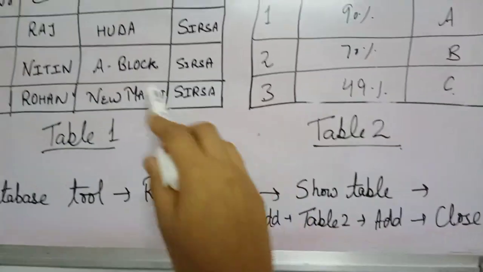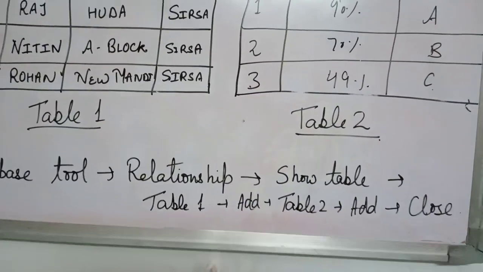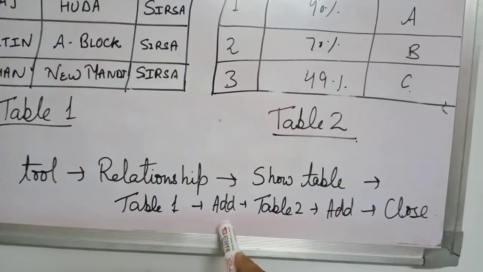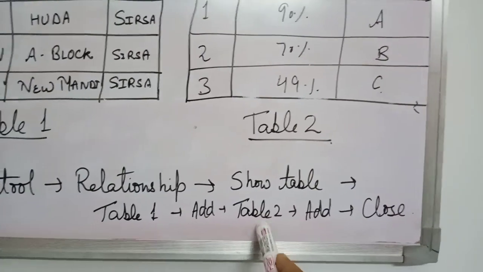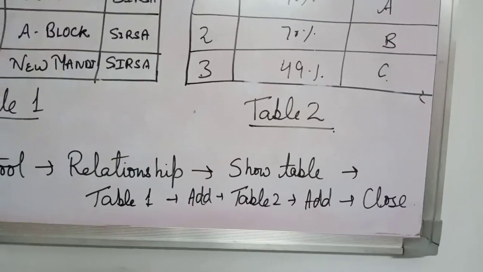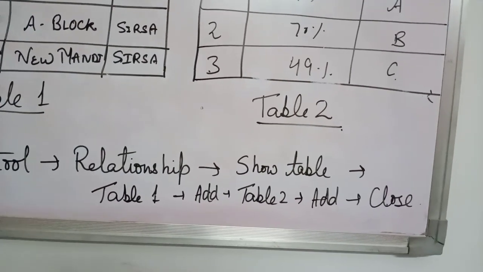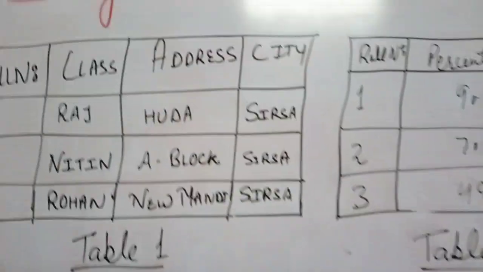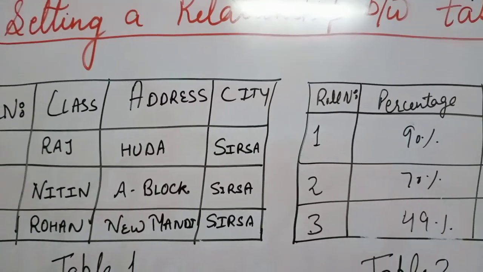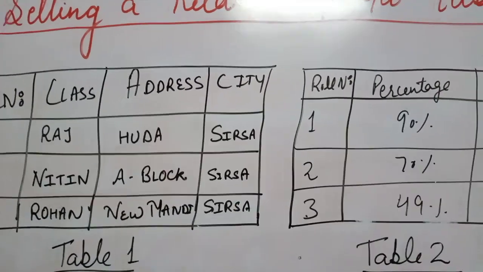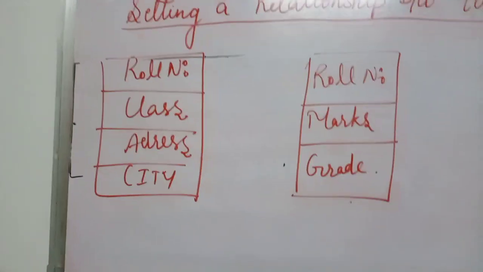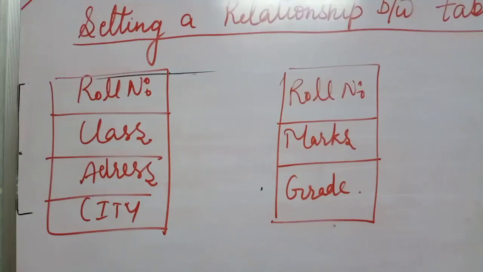In the show table box, it will show the names of these two tables. So you will click on table 1, and at the bottom you will click on add. Then again you will click on table 2 and add table 2, and after that you will close this. Then these two tables will be opened there like this, and the field names of these two tables will be shown.